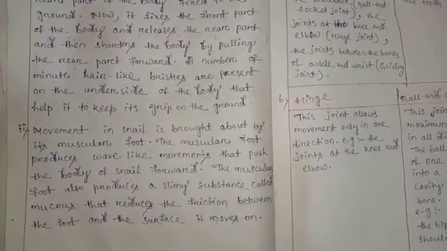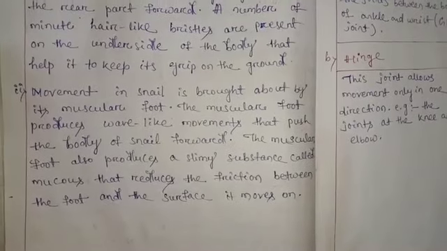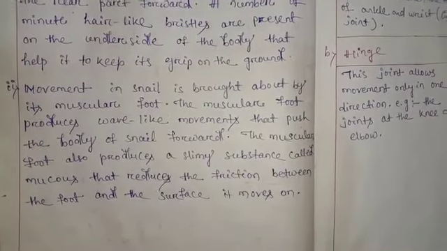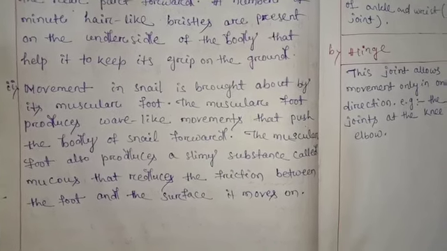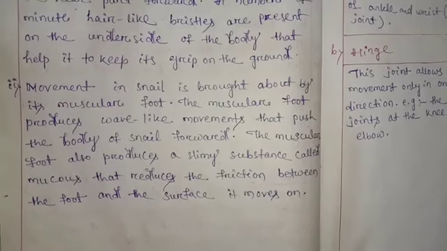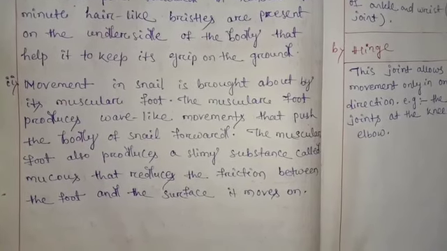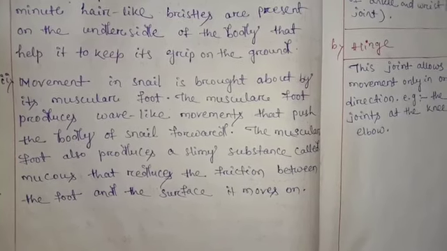Then the snail. Movement in a snail is brought about by its muscular foot. The muscular foot produces wave-like movements that push the body of the snail forward. The muscular foot also produces a slimy substance called mucus that reduces the friction between the foot and the surface it moves on.